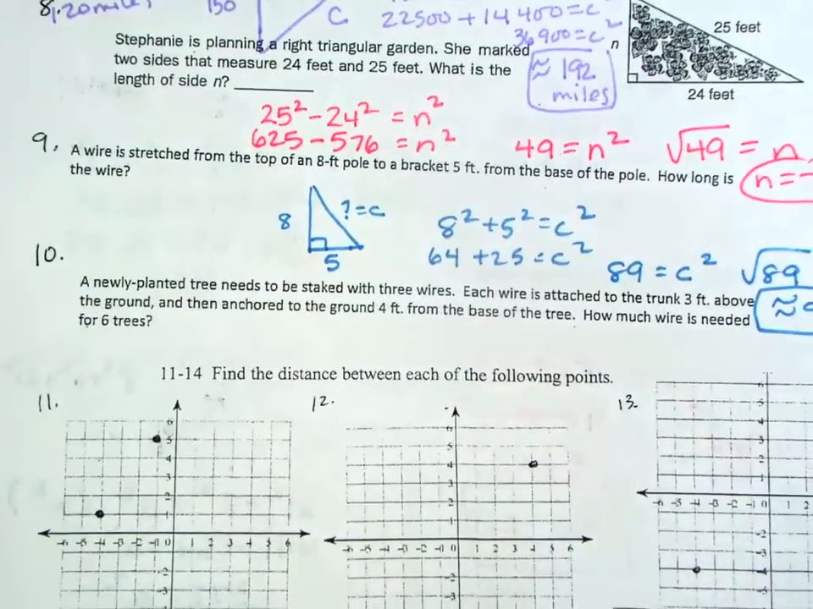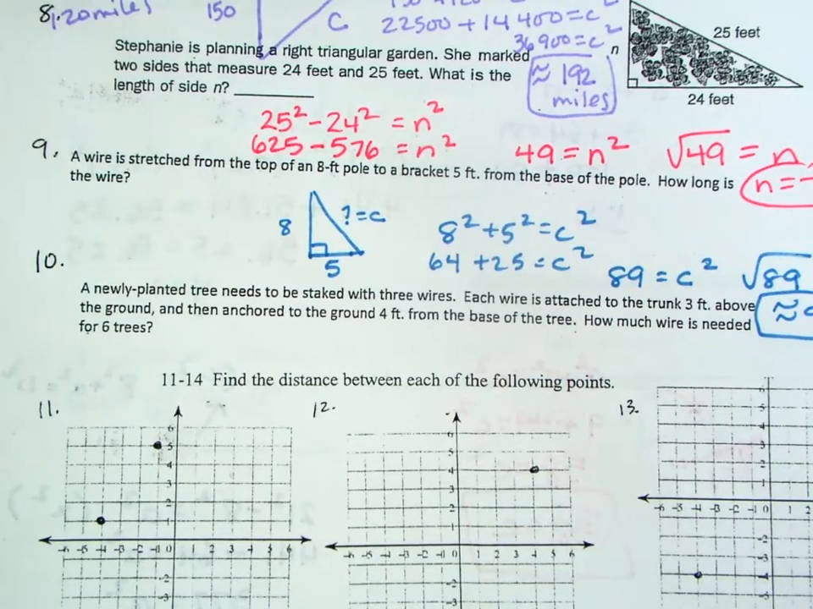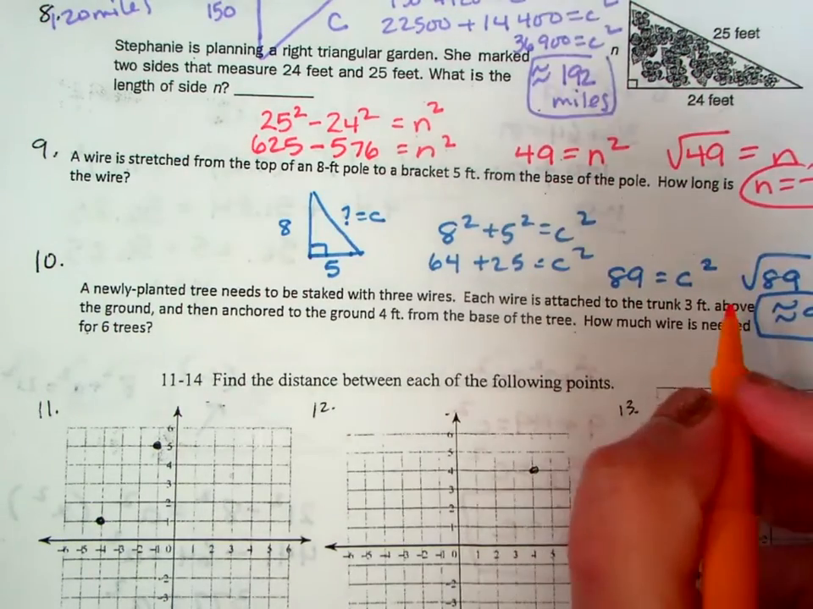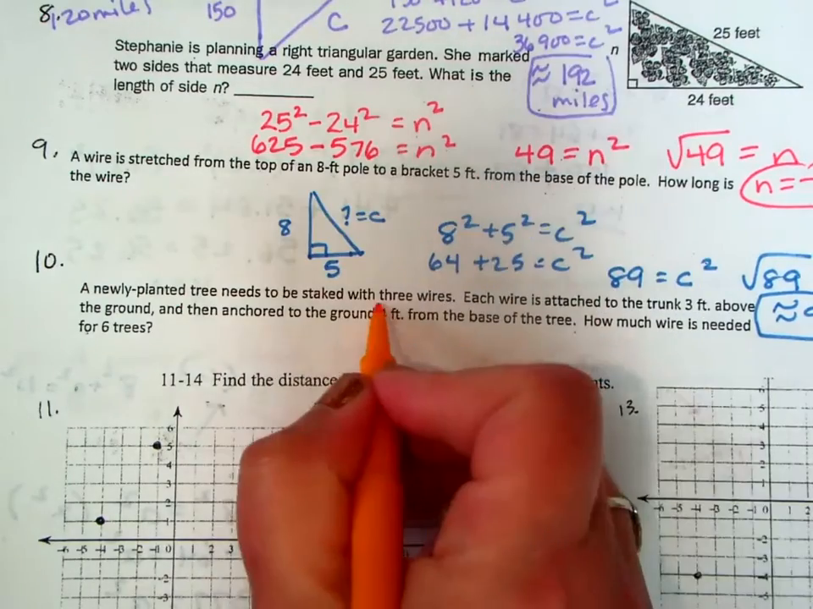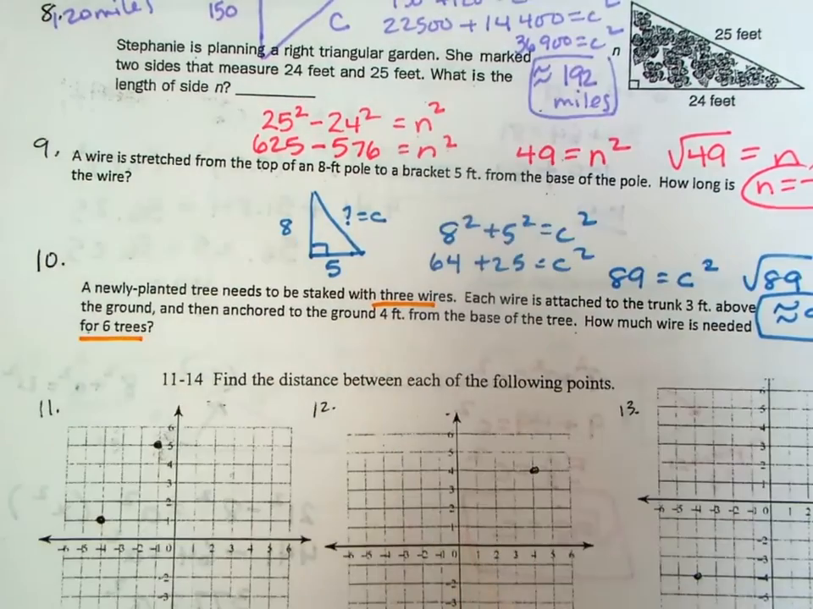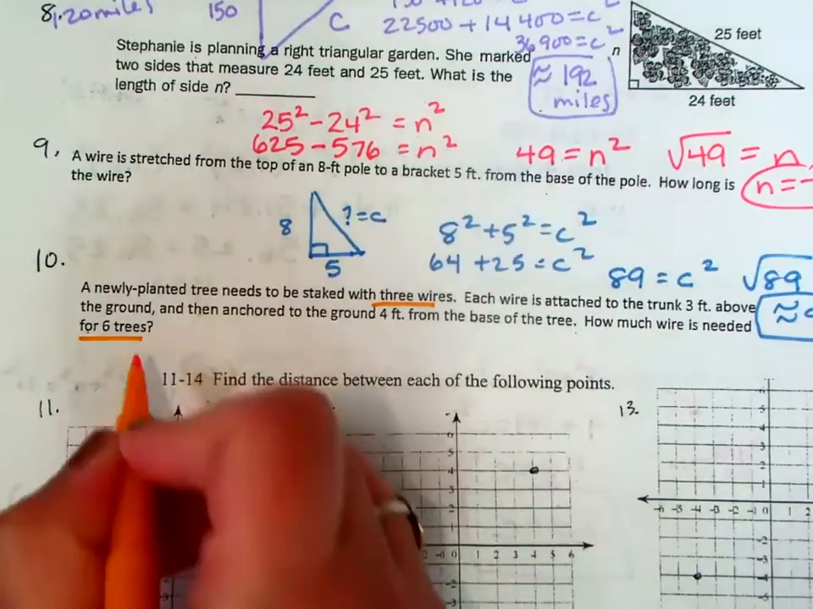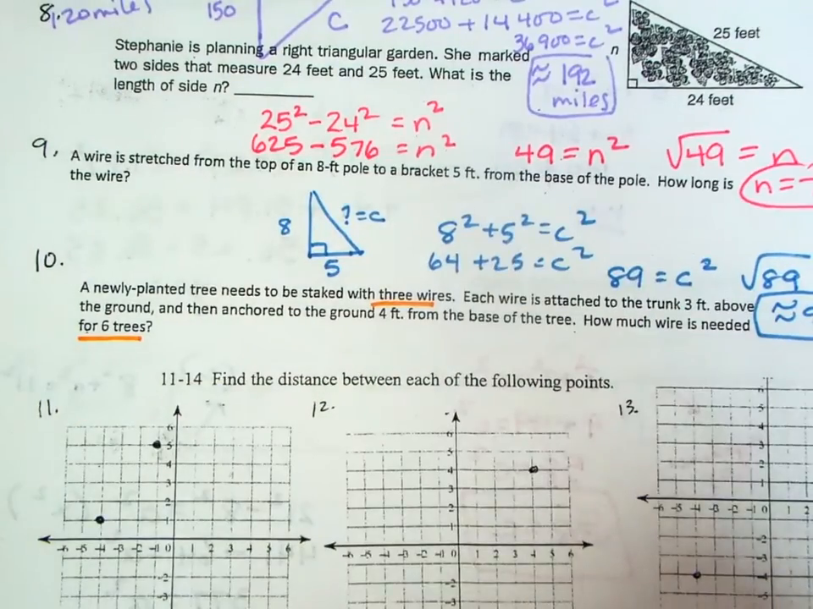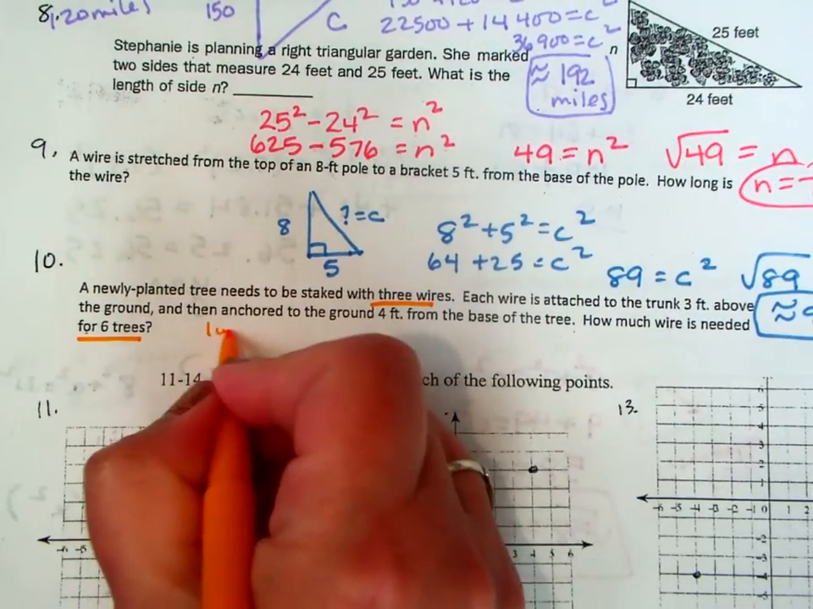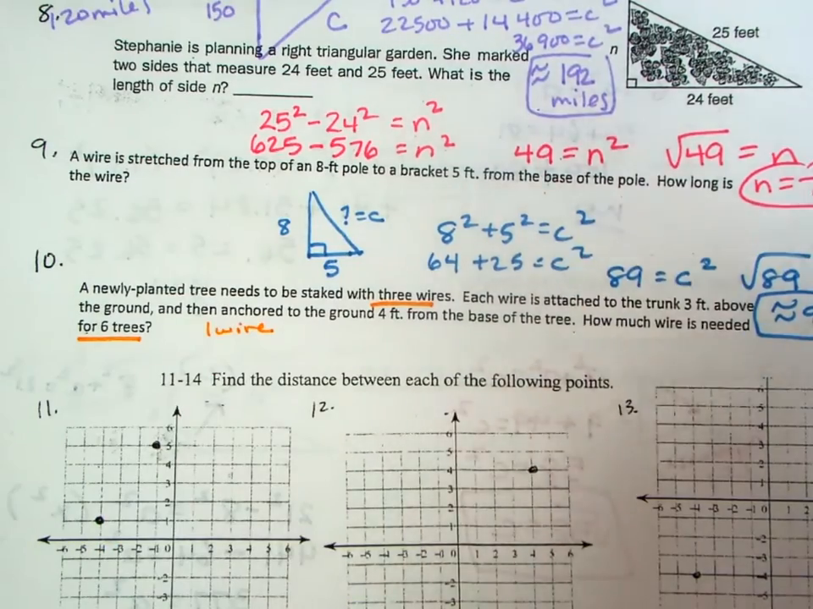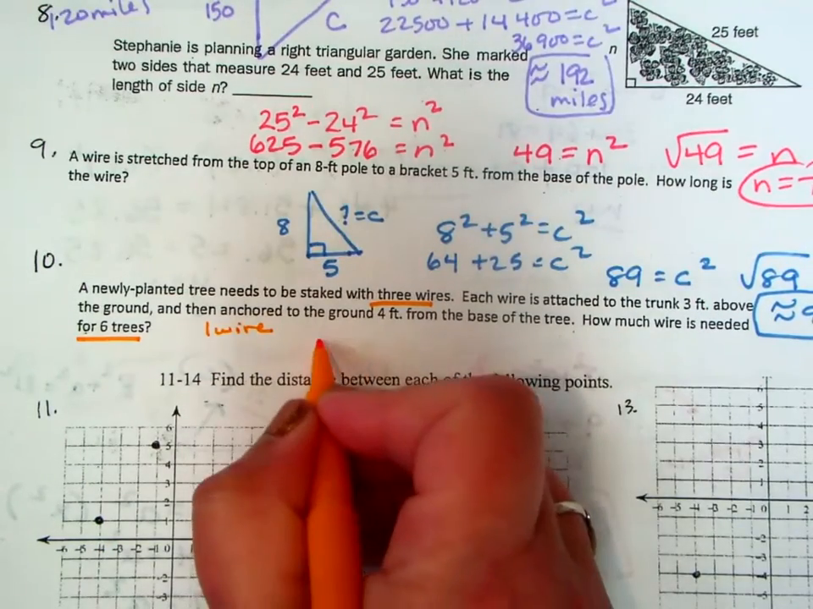So now, one more problem there. We had number 10. A newly planted tree is staked with 3 wires. Each wire is attached to the trunk 3 feet above the ground, and anchored in the ground 4 feet from the base. How much wire is needed for 6 trees? Now, first of all, there are 3 wires and there are 6 trees. So whatever we do at the end, we're going to have to multiply it by that 3 and 6. But let's just figure out 1 wire.